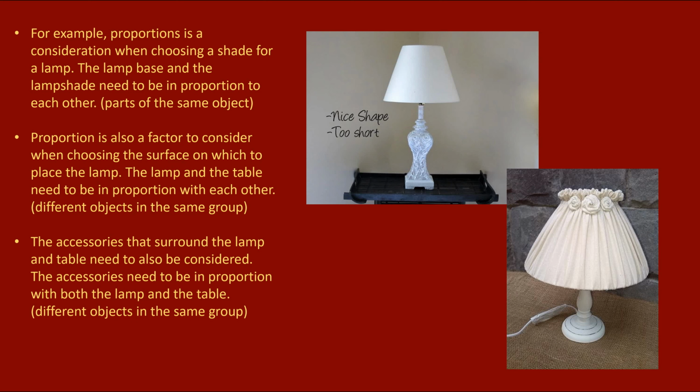The accessories that surround the lamp and table need to also be considered as far as sizing goes. The accessories need to be in proportion with both the lamp and the table. They are different objects, but they are also, again, in the same group.